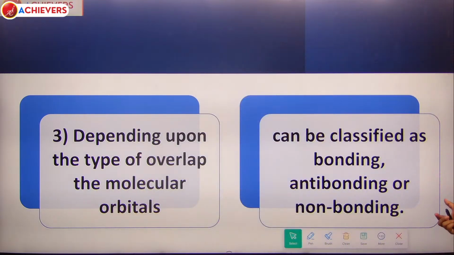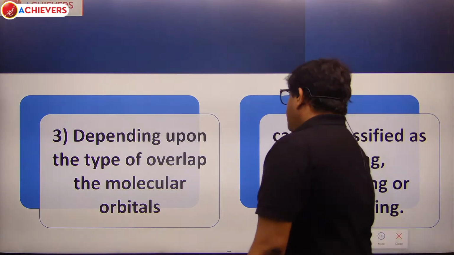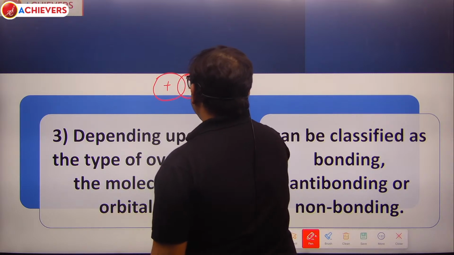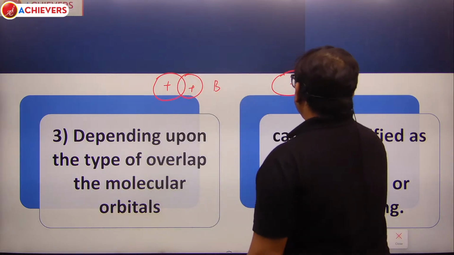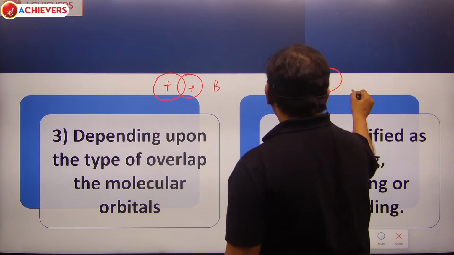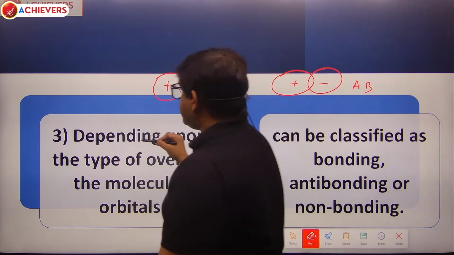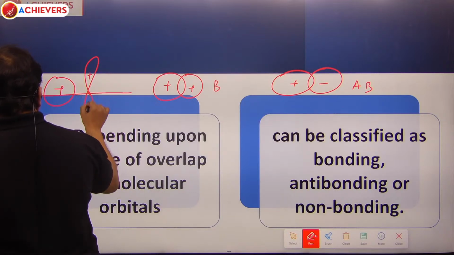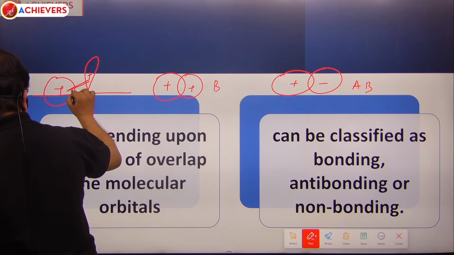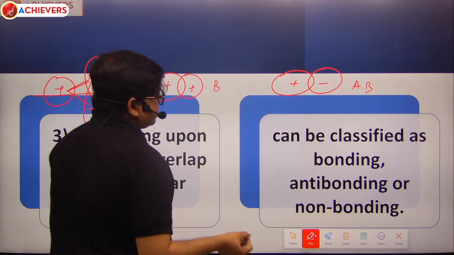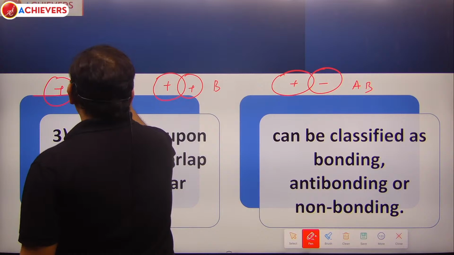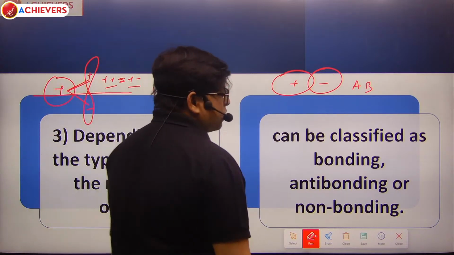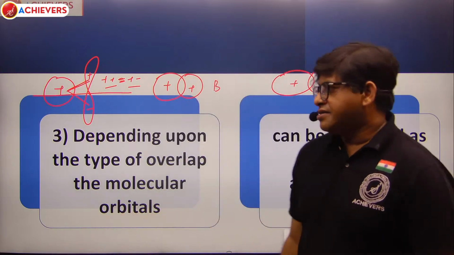We can classify the overlap as bonding, anti-bonding, or non-bonding. For example, plus with plus is bonding; plus with minus is anti-bonding. And suppose we are focusing on py: the plus on the top part combining with plus on the top and minus on the bottom. So the bonding equals the anti-bonding, and that becomes a non-bonding thing.